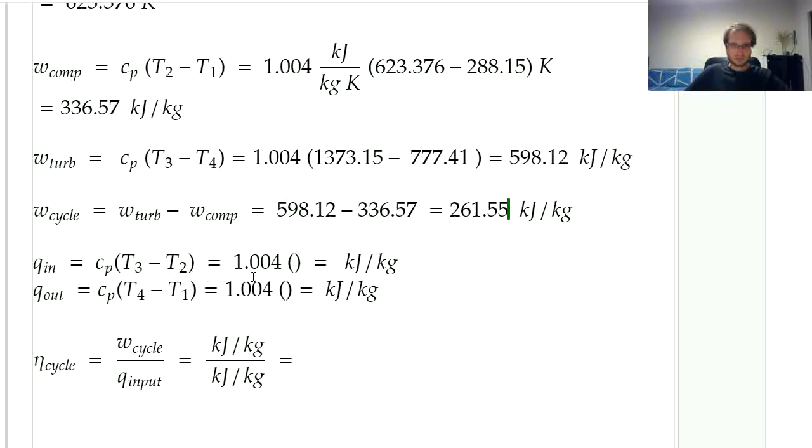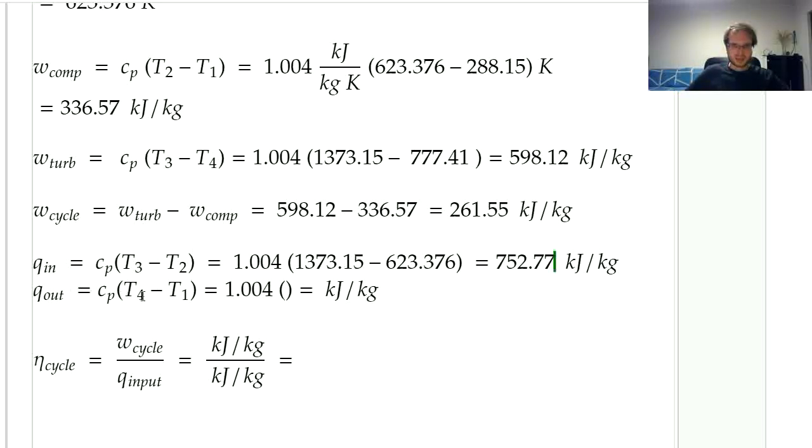Let's have a look at the heat input. The heat input is Cp times T3 minus T2, so temperature T3 over here minus temperature T2, and the heat input is 752.77 kilojoules per kilogram instead of the original value being 820. So you can actually see that the heat input is slightly lower because of the efficiency, and we will see later on the TS diagram why it is like that.